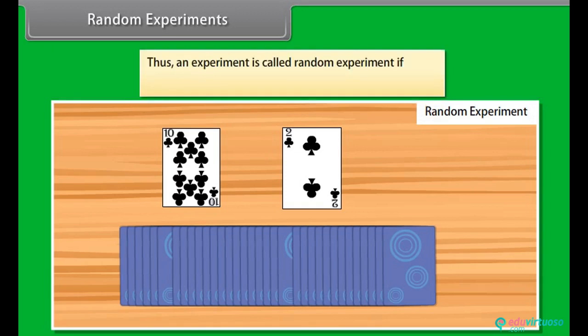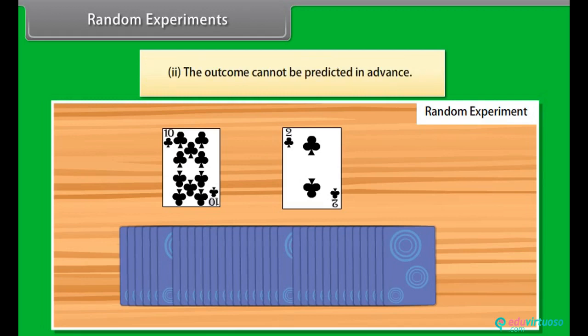Thus, an experiment is called a random experiment if 1. It has more than one possible outcome, and 2. The outcome cannot be predicted in advance.